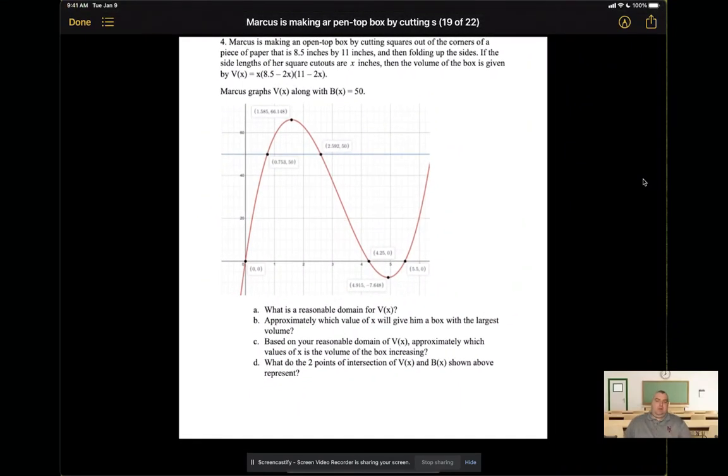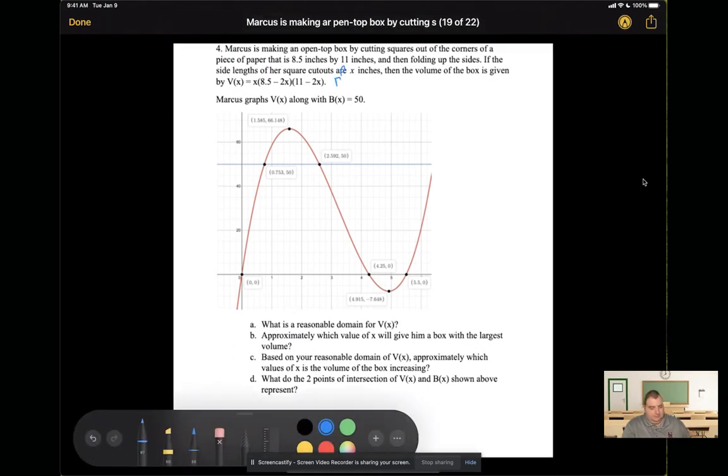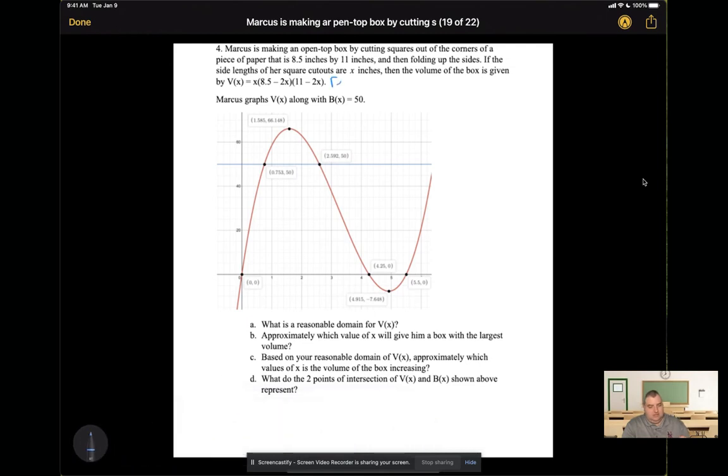All right, number 4. Marcus is making an open top box by cutting squares out of the corners of a piece of paper that is 8.5 inches by 11 inches, and then folding up the sides. If the side lengths of her square cutouts are x inches, then the volume of the box is given by v of x here. Marcus graphs v of x along with b of x equals 50. So this right here, this is the red graph, and this is the blue graph. Okay.